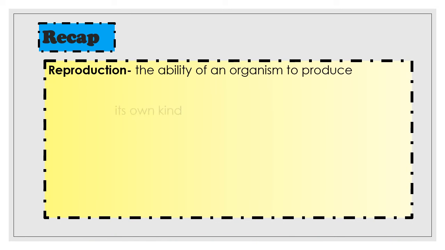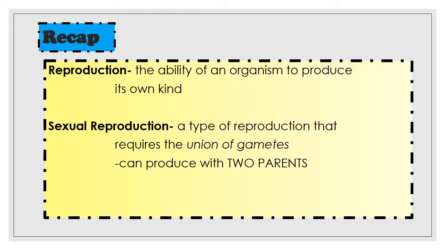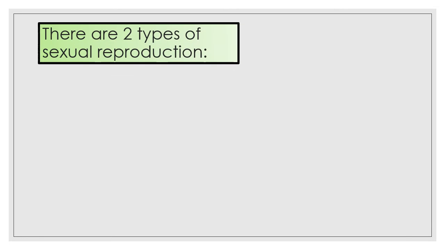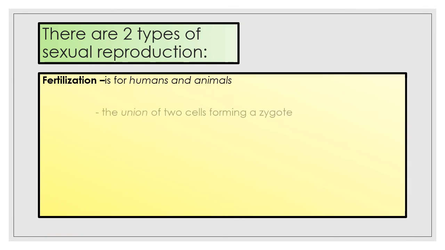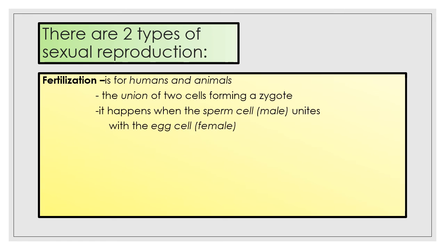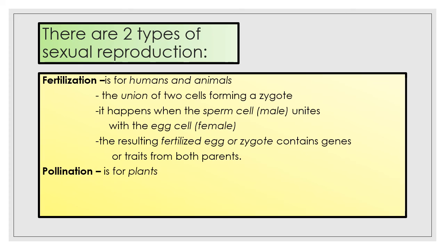Let's have a short recap. Reproduction is the ability of an organism to produce its own kind. Sexual reproduction is a type of reproduction that requires the union of gametes, and it can produce with two parents. The offspring is a combination of the parents' traits. There are two types of sexual reproduction. One, we have fertilization. It is for humans and animals only. It is the union of two cells forming a zygote. It happens when the sperm cell from the male unites with the egg cell from the female. The resulting fertilized egg or zygote contains genes or traits from both parents.